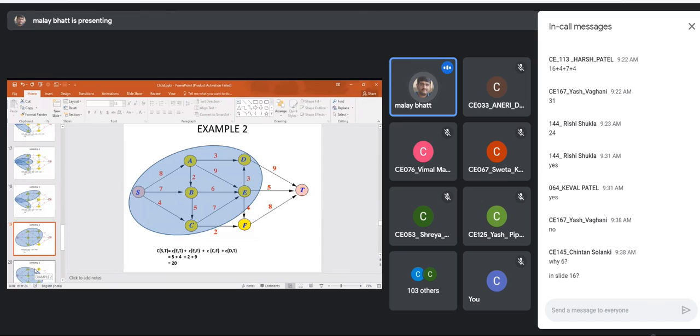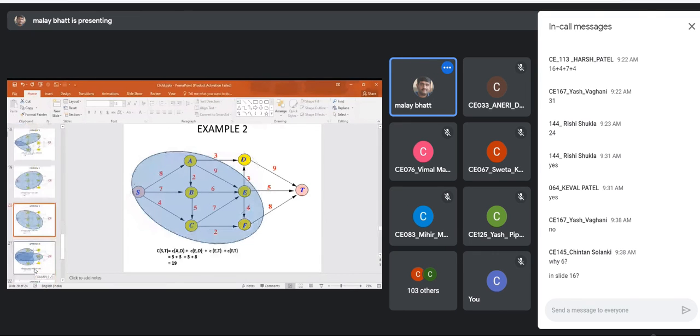Similarly, there is another group. So the outgoing arrow from A is 3, only 1. Then from E, it is 3 and 5, 2 outgoing arrows. And from F, it is only 1, 8. It is 19. So if you recall the previous lecture, we have solved this example and we have got the flow value as 19, which is the minimum flow value.